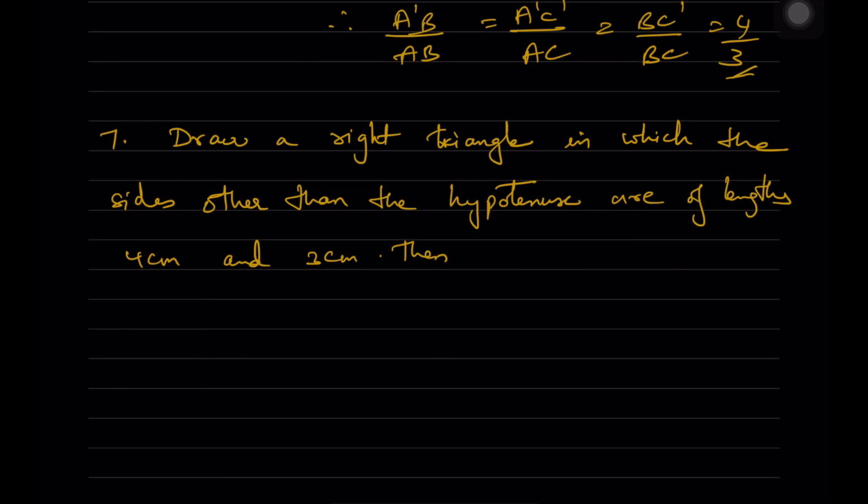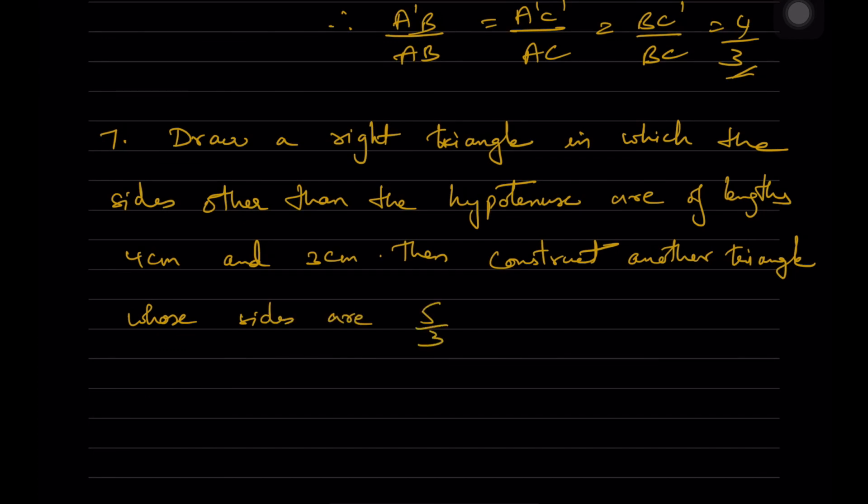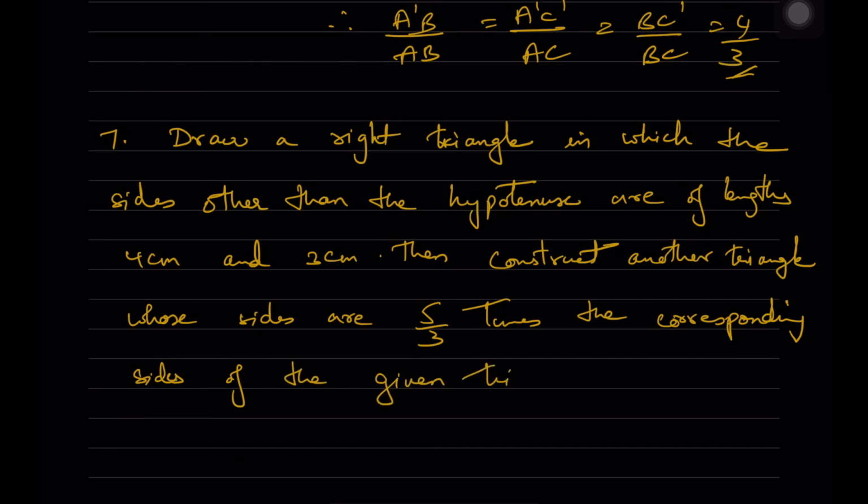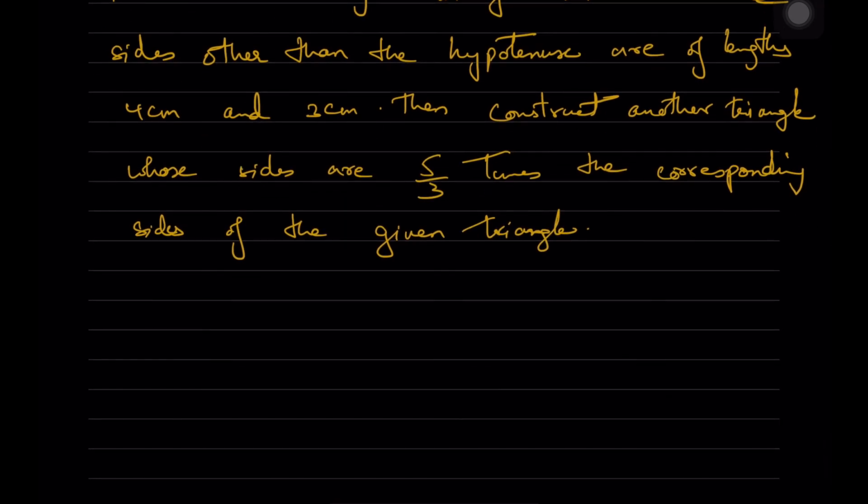Then construct another triangle whose sides are 5 by 3 times the corresponding sides of the given triangle. That is, the scale factor here is greater than 1, so therefore you will get a triangle which is outside the original one.